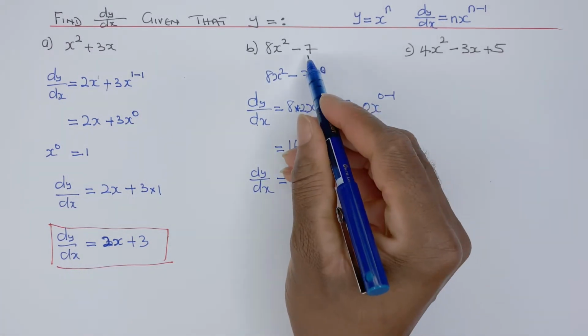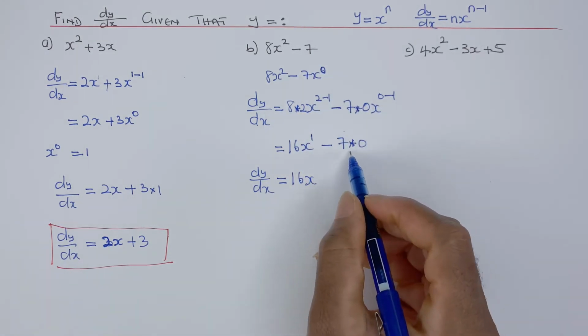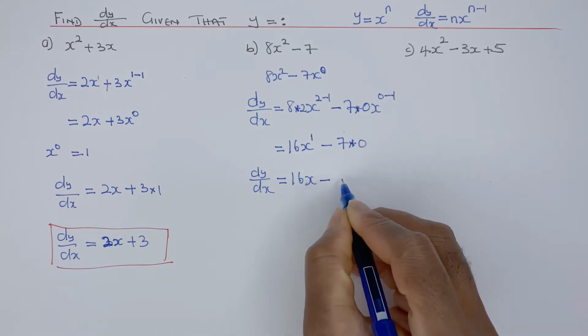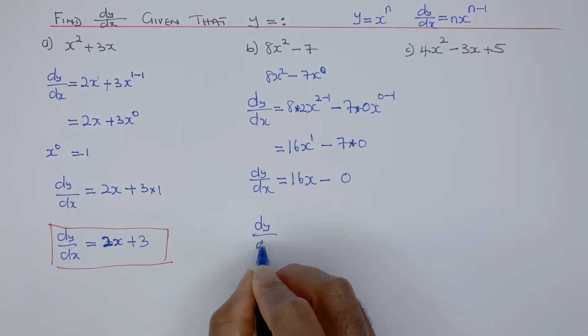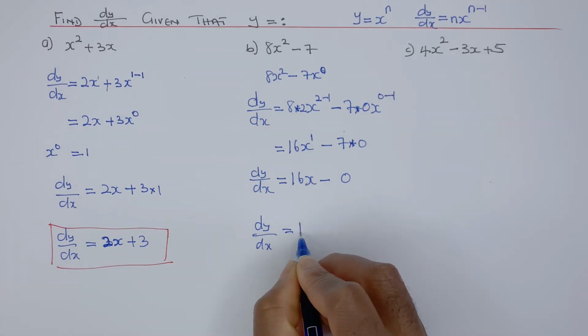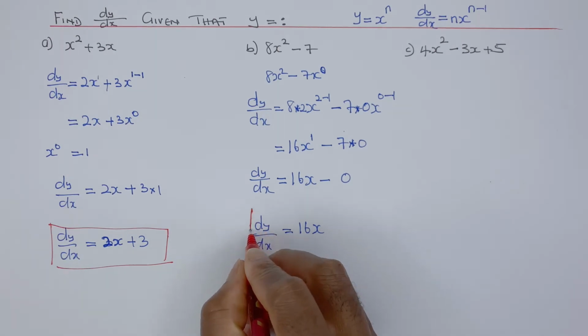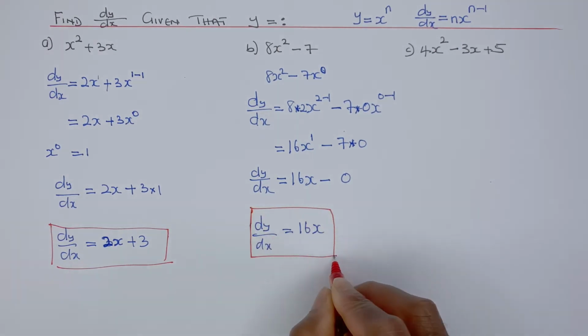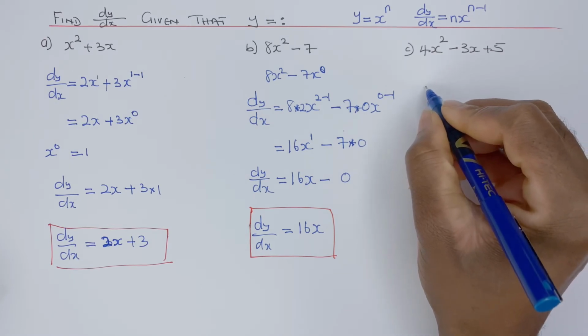You can see if you differentiate a constant, you get 0. That's what we got here. That's 16x minus 0. And then you can say dy/dx equals 16x. So that's the second part. We've got another constant here. So let's write it properly.